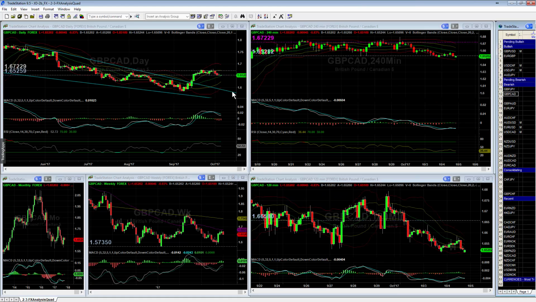And for the pound loonie, we're still waiting to break that 1.65259 with some initiative. Okay, so it's still a little bit on the sluggish side.